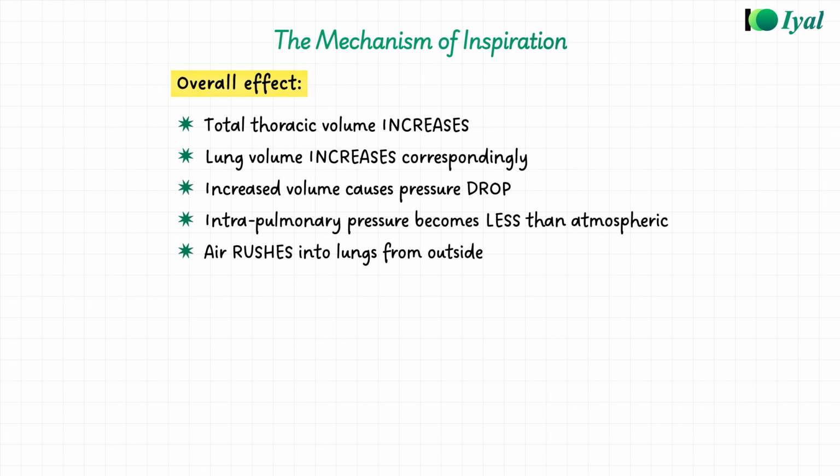So the overall effect: the total volume of the thoracic cavity increases significantly. And remember what we learned earlier? Because the thoracic cavity is airtight, when thoracic volume increases, lung volume automatically increases too. Now increased volume means decreased pressure. It is a law of physics. So the intrapulmonary pressure, the pressure inside the lungs, becomes less than the atmospheric pressure outside. And what happens then? Air rushes in from high pressure outside to low pressure inside the lungs. Air flows in, that is inspiration.